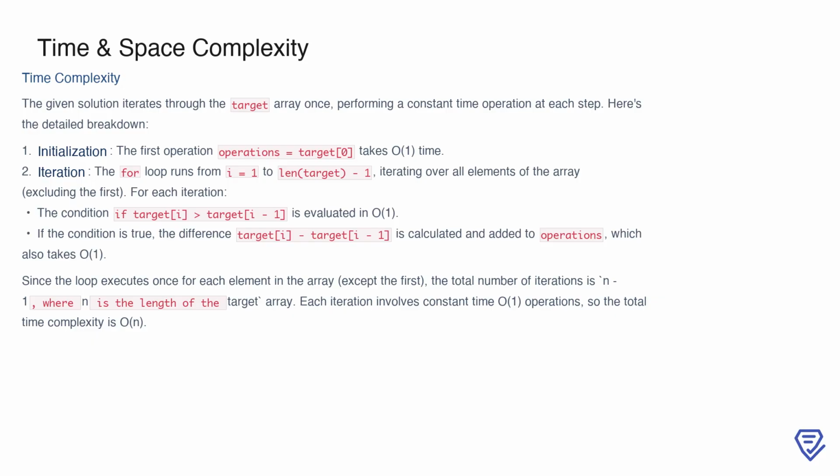Then, we have a for loop that processes the rest of the array, from index 1 to the end. During each iteration, the algorithm checks whether the current element is greater than the previous one. This condition is evaluated in O(1). If the condition is true, the difference between the current and previous elements is calculated and added to operations, which also takes O(1). Since the loop executes one time for each of the n-1 elements after the first, and each iteration involves only constant time operations, the overall time complexity of the solution is O(n).